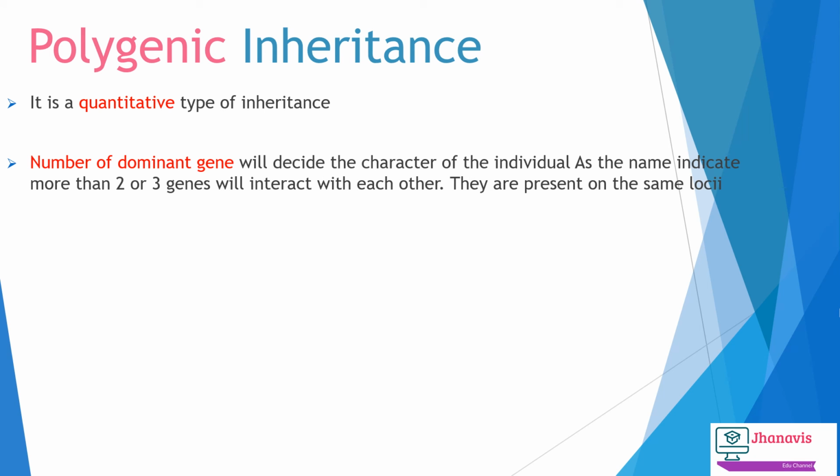That means the dominant genes will decide the character of an individual, and all these are present at the same loci. So the three genes which control the skin color in human beings are A, B, C.